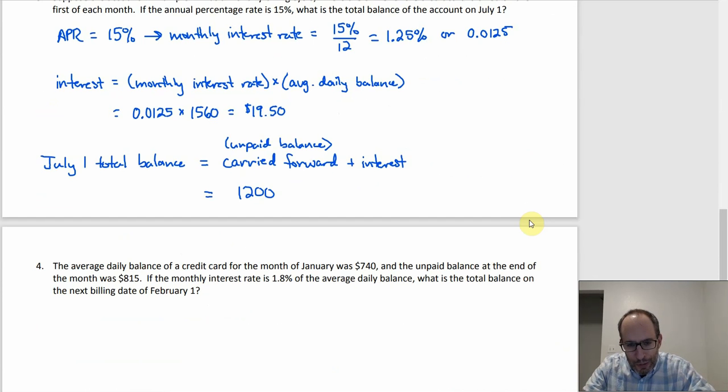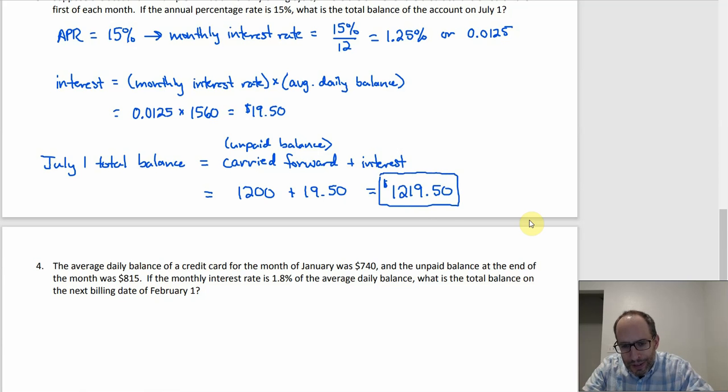And then the interest was $19.50. So we should have 1219.50, and there's the answer. So getting the interest is really the work, right? Because after that, you just add it to that carried forward or unpaid balance amount, right? That's the easier part. The interest, you have to do the conversion, right? Just make sure you divide by 12 so it's monthly instead of annually.